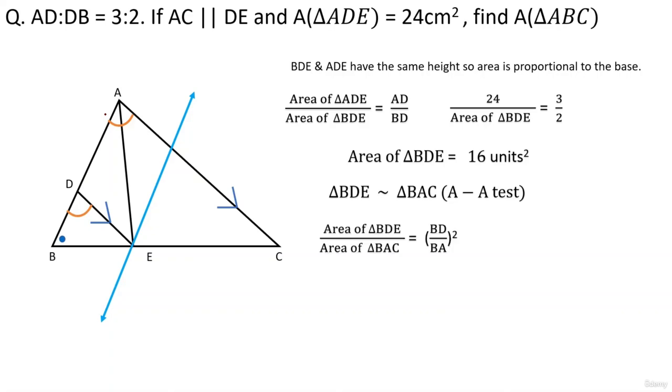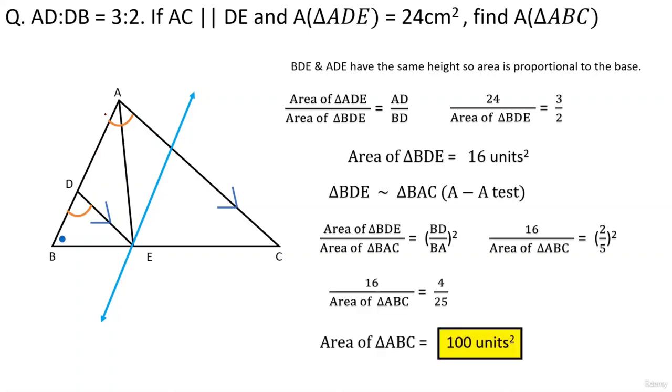And we know for similar triangles, the ratio of the areas is the square of the ratio of their sides. So area of triangle BDE upon BAC will be what? BD upon BA the whole square. That is nothing but 2 by 5 the whole square. And we found area of triangle BDE from the previous data is 16. Plug in the values, you get the answer for area of triangle ABC, which is 100 units square. As simple as that.